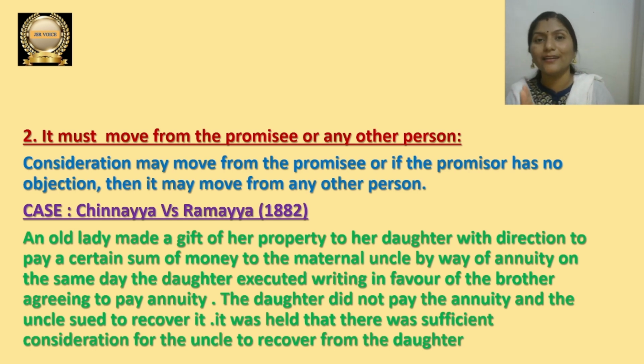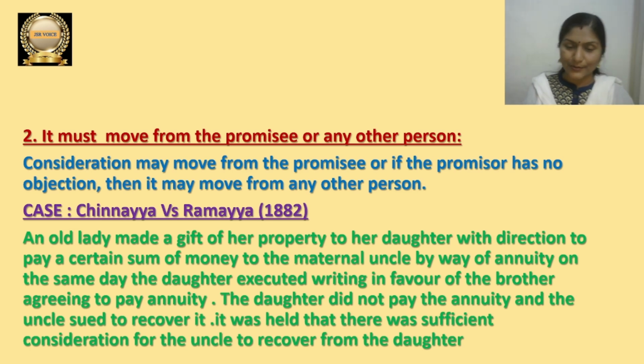Even then that is a valid consideration. Okay, so here the agreement is between uncle and daughter. Daughter has to pay annuity to uncle, but in return she is not receiving anything, that is why she stopped. But what the court said is, consideration may move from the promisee, and if the promisor accepts, it may move from another party also. So that is also valid. So the promisor, daughter, received property from mother, so she has to pay annuity to uncle compulsorily. Okay, that is also valid.